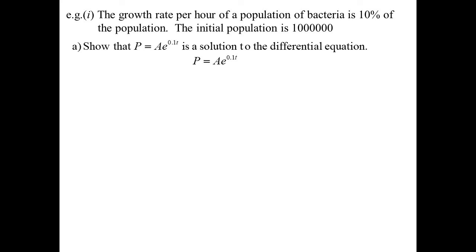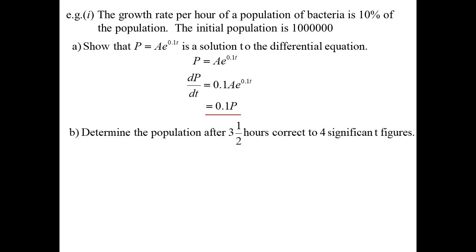Here's the solution that they gave us. Let's differentiate it and find dP/dt. Differentiate 0.1t, you get 0.1. So we have 0.1Ae^(0.1t), or Ae^(0.1t) is P, so we end up with 0.1P, which is 10% of the population. So yes, this is a solution to our differential equation.